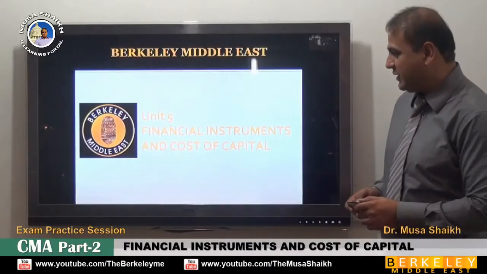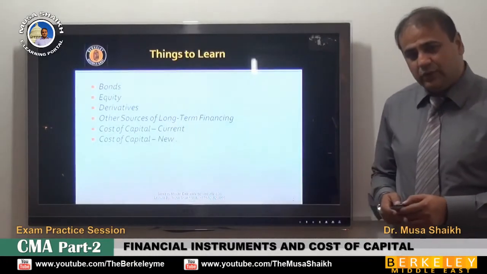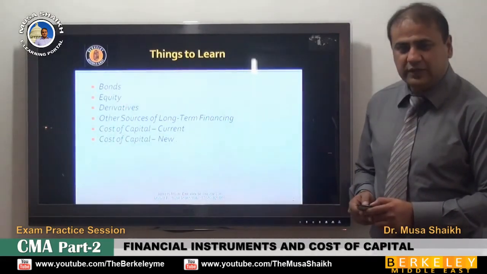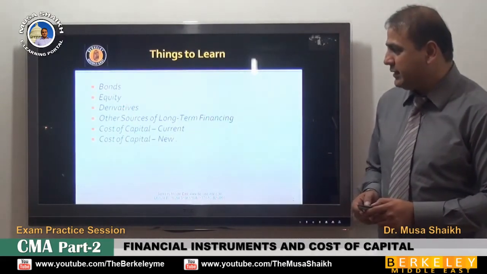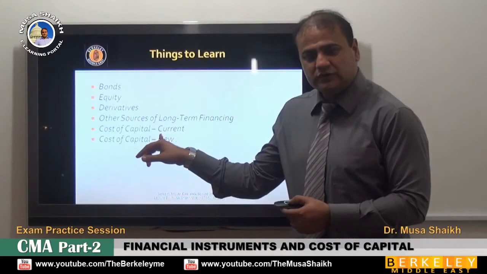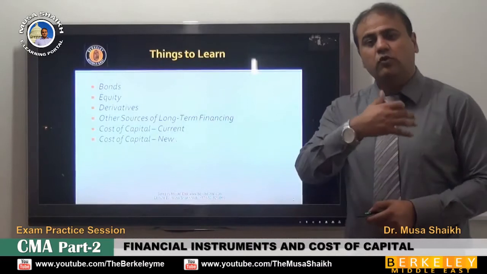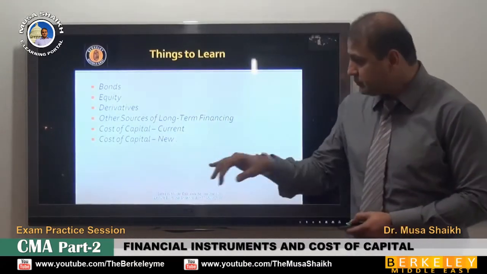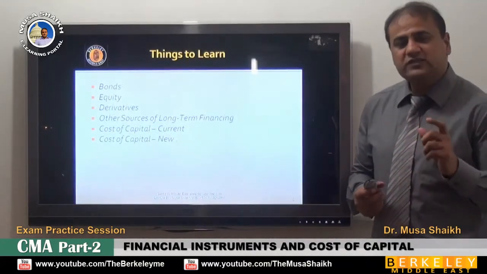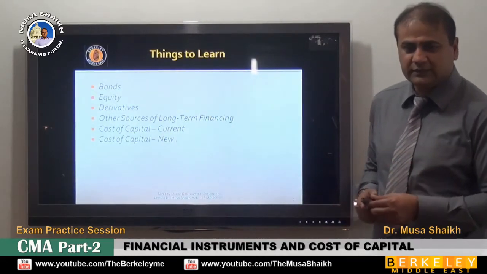This is Unit 5, Financial Instruments and Cost of Capital. There are some types of instruments like bonds, equity, derivatives. There are some other long-term financing modes. If we have existing equity and bonds, this is the cost of capital of current. But if today we issue more equity and more bonds, this will be the cost of capital of new. New will always be higher than the old because of time value of money and all that stuff.